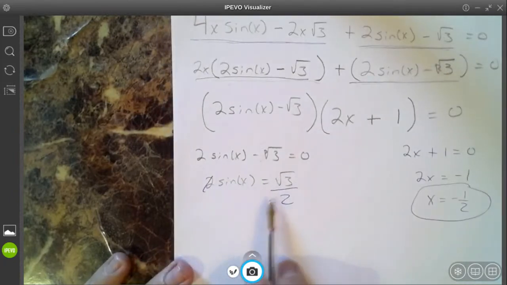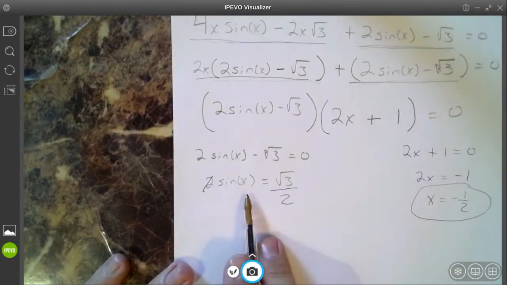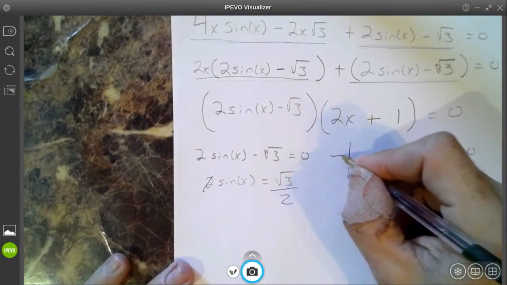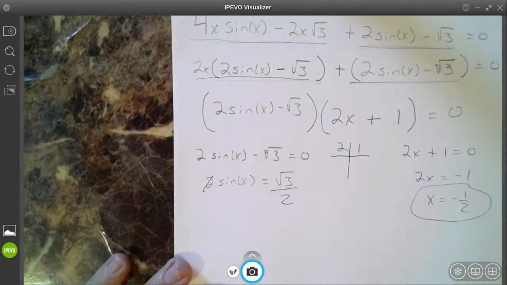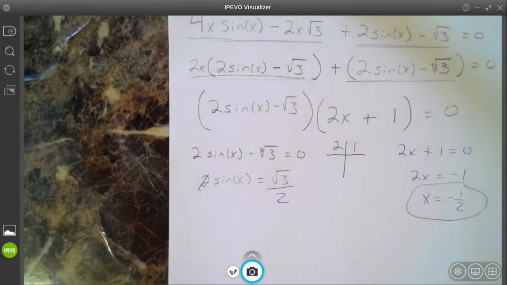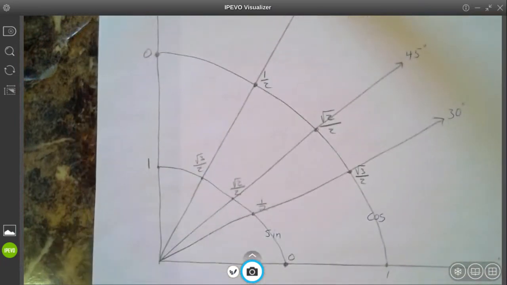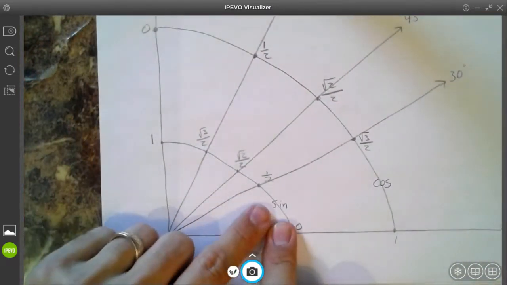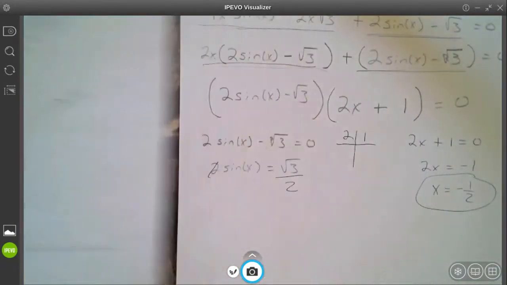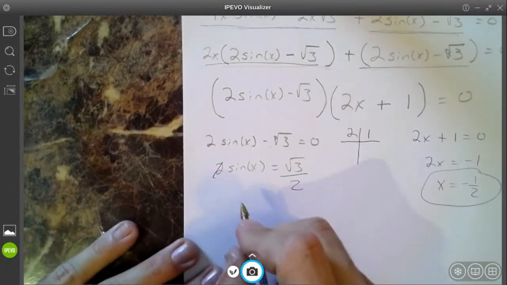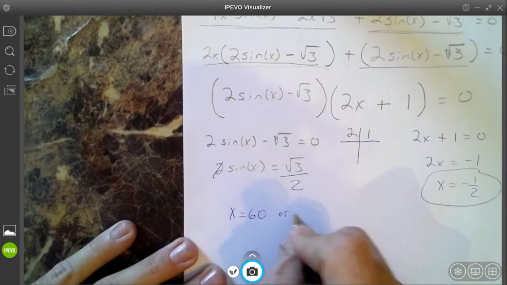This is what we want to solve for x here. It's positive, and since sine is positive, those are like the y values, that means we're dealing with quadrants 1 and 2. So where does sine of x equal root 3 over 2? Sine of x is equal to root 3 over 2 right here at the 60-degree angle marker. So one of our answers, x is equal to 60 degrees or pi over 3.